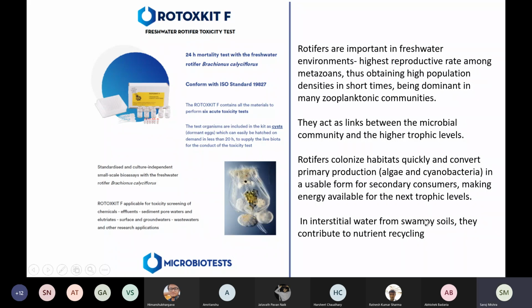In interstitial water from swampy soil, they also contribute to nutrient recycling. Because these are zooplankton, they take up nutrients, the carbon is metabolized and recycled back, because everything goes out in the form of carbon dioxide. Or they take up nitrogen-containing foods and return it in the form of ammonia.